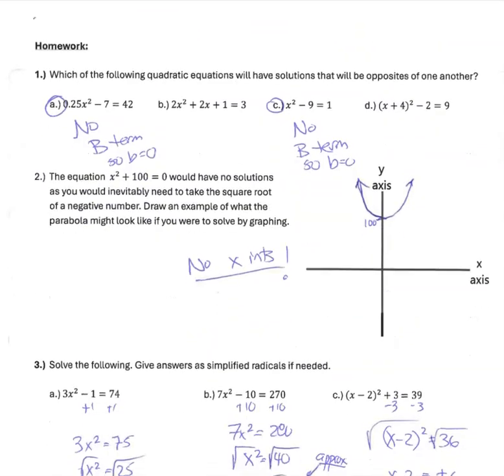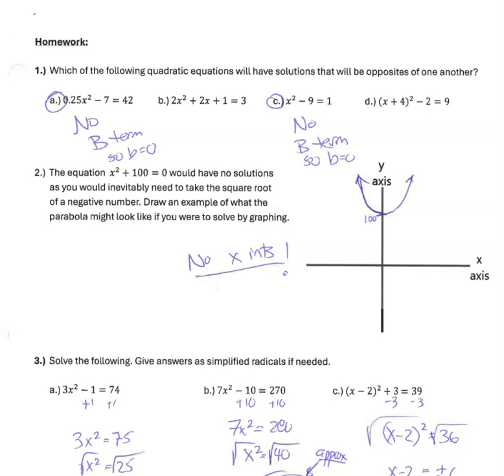Let's go ahead and crank through the homework here. On number 1, it says, which of the following quadratic equations will have solutions that will be opposites of one another? They're basically saying, which one of these don't have b terms? Or technically, it's a b of 0. So A and C both have no visible b term, which means you would have a 0x in there, and it is not shifted left or right, and therefore it is going to have answers that are opposites. B and D do have something that is going to shift it left or right, so therefore they're not going to have opposites.